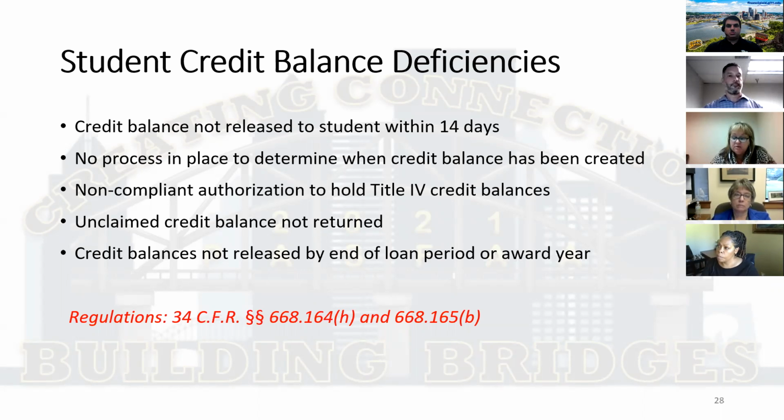Unclaimed credit balances aren't returned within 240 days from the first check. So you want to make sure that you're in compliance with that, and that the credit balances were not released by the end of the loan period or the award year. So you want to make sure that your credit balances aren't being held after that time.